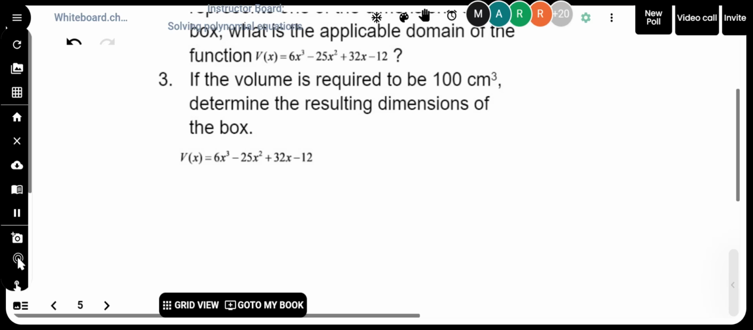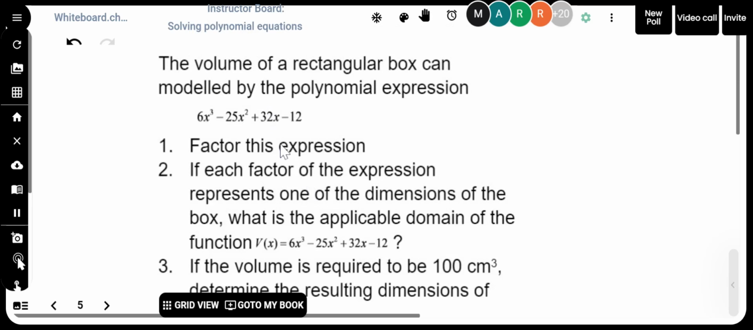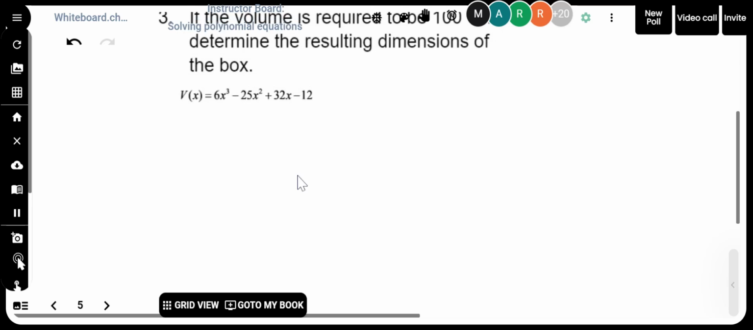So where do we start? The first part of this says factor this expression. So remind me now, those steps in factoring. Where do we start with this factoring? What's the first thing that we need to do if we're trying to factor? A number into the x as a factor of negative 12.